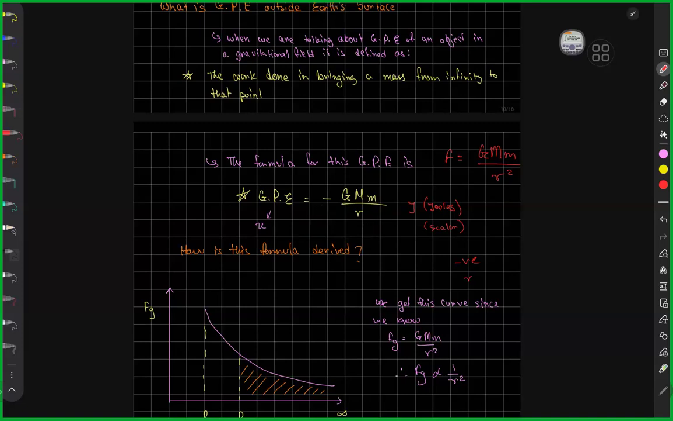Now, normally, most teachers will probably leave it at this, and you will be asked to remember this, which is also fine. I have no problem with that. But whether you want it or not, I will still be showing you the derivation of this formula. So this formula is actually derived. Okay, how do we derive this formula? I'll show you the derivation.